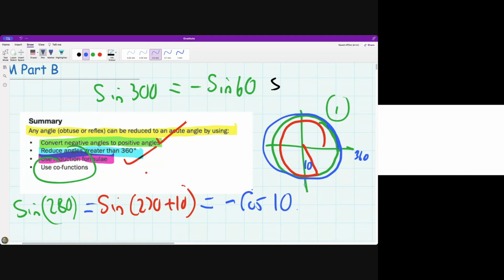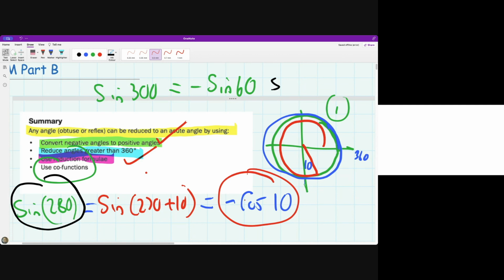And you can put this in your calculator. So I want you to type sine of 280 in your calculator. And then I want you to type minus cos 10. And give me a thumbs up if they match. Give me a thumbs down if they don't match.